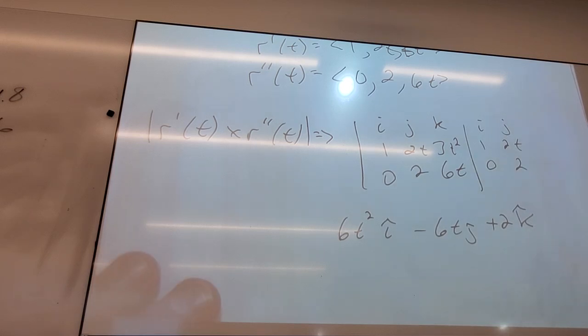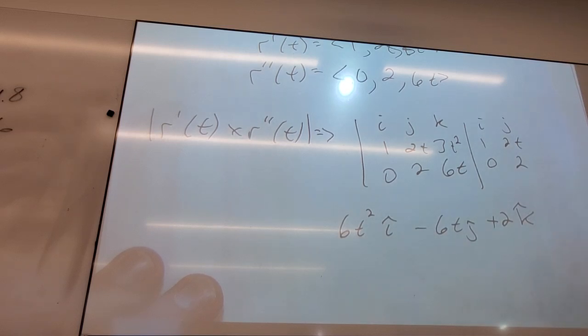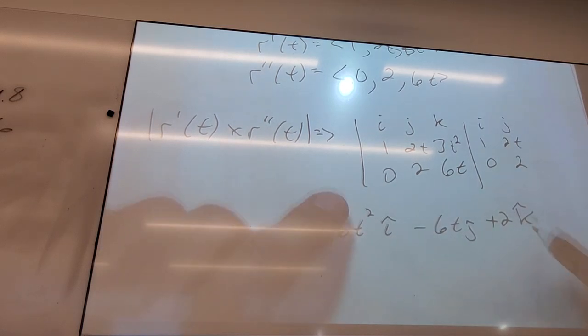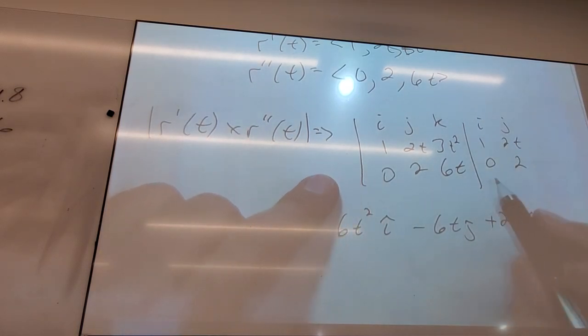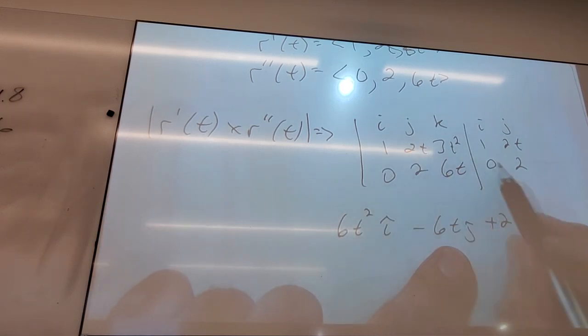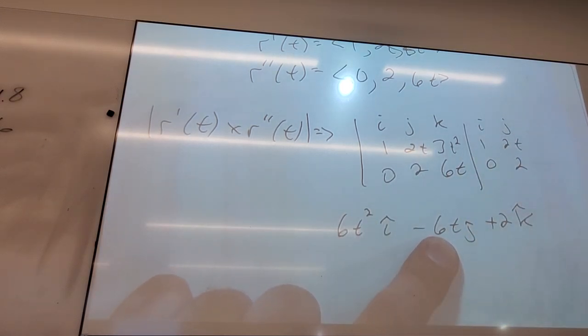Say again? Would it be plus 6t, because you do 0 minus 6t? For j? Yeah, 0 minus 6t, so it'd be minus 6t. But times the negative out front. Would there be a negative out front or no? Okay, no, definitely not.